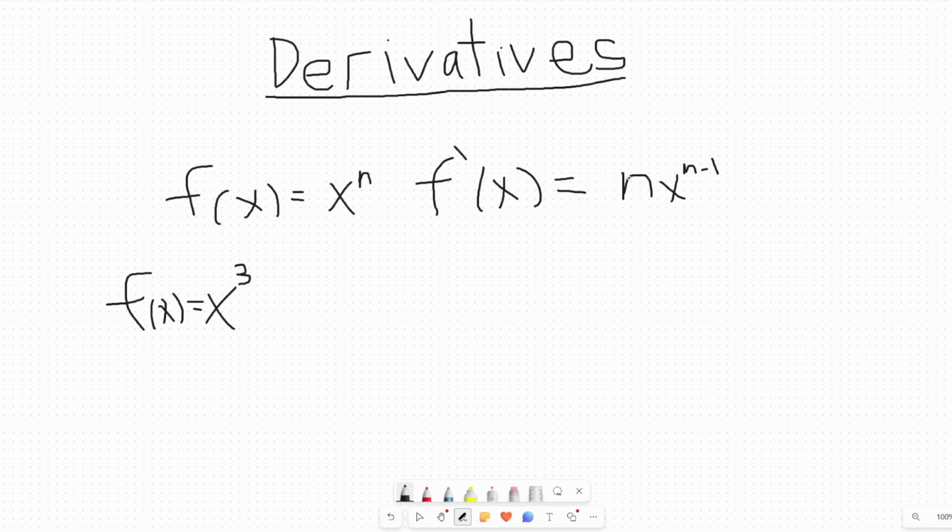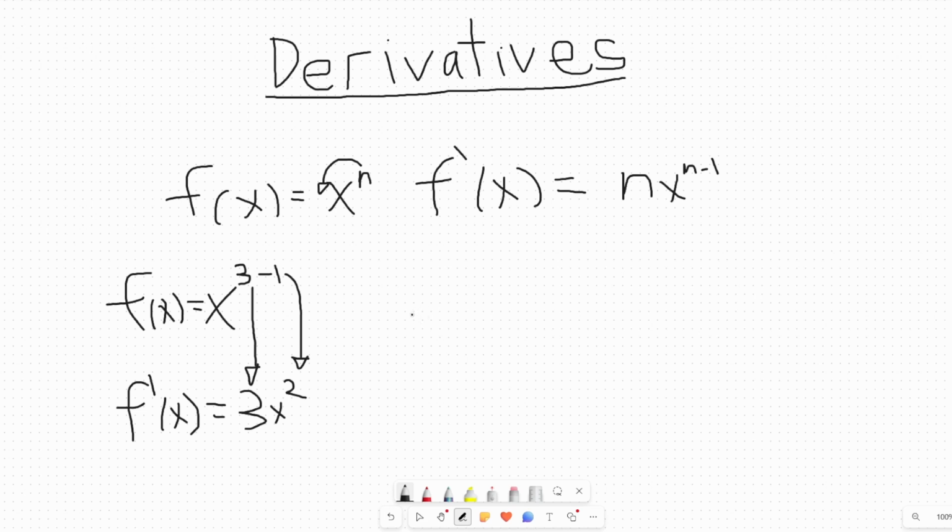Now, according to the power rule, what we want to do is bring n down as a coefficient of x and then subtract 1 as the new power. So what that is going to give us is f prime of x is equal to 3x squared. So we brought the 3 down, so we multiplied by 3, and then we subtracted 3 minus 1 to get 2. Okay, so that's a very simple explanation of the power rule.